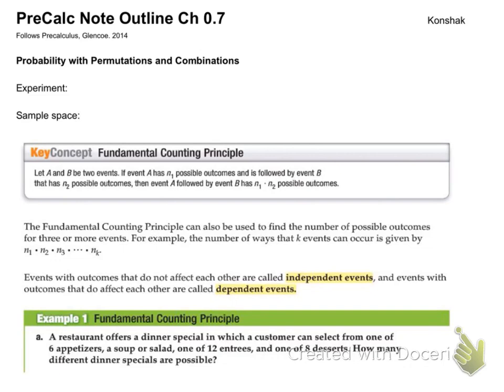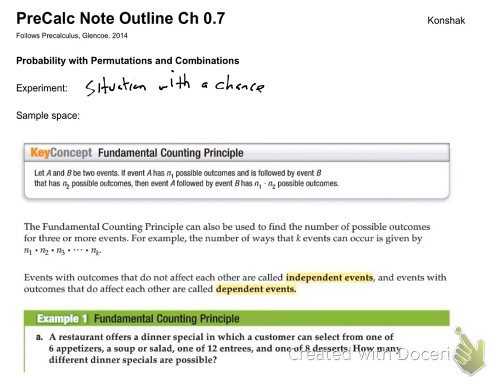So first of all, let's talk about an experiment. An experiment is a situation with a chance or probability. So maybe we should talk about probability at that point.